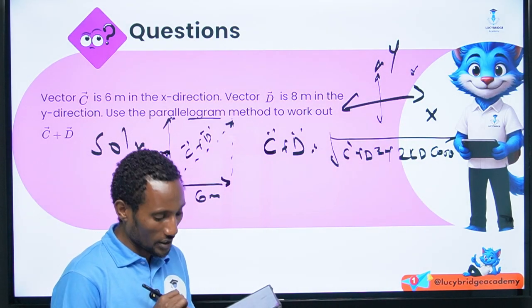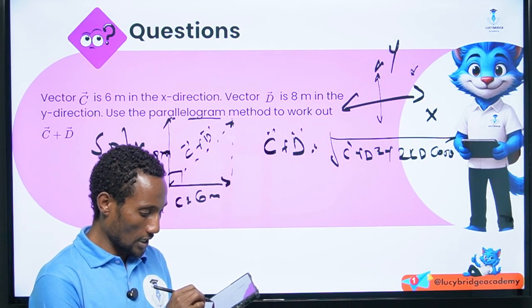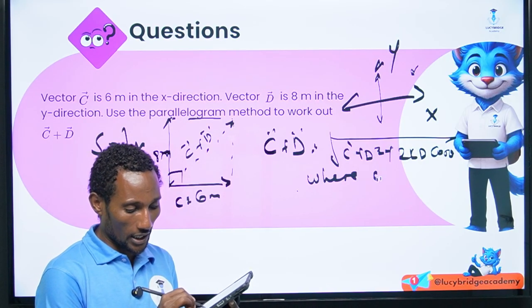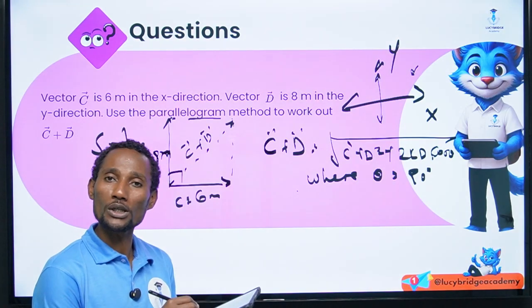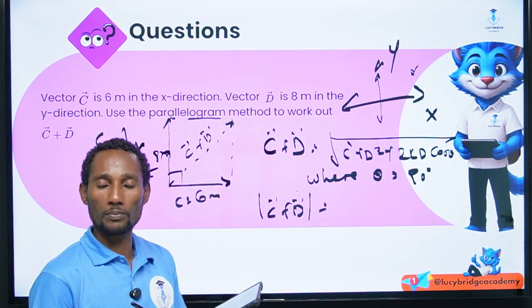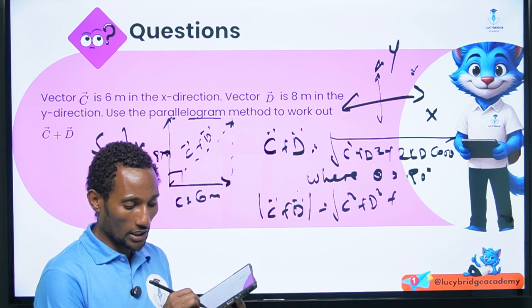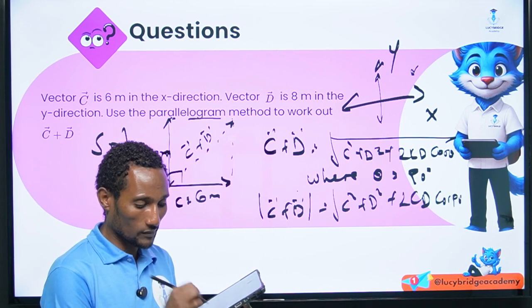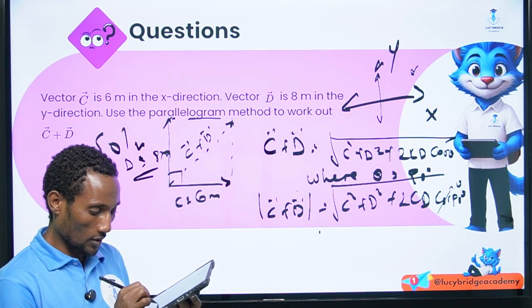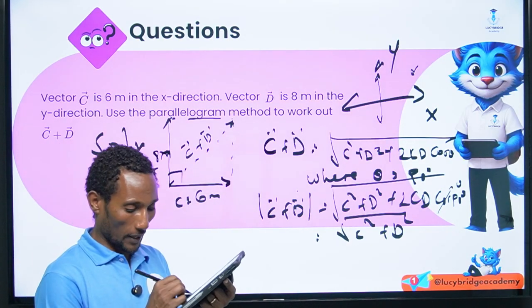But the angle they form, where C and D are 6 and 8, is 90 degrees, so theta equals 90 degrees. When we put in cos theta, the magnitude of C plus D is the square root of C squared plus D squared plus 2CD cos 90 degrees. That result is 0, so it is the same as C squared plus D squared.